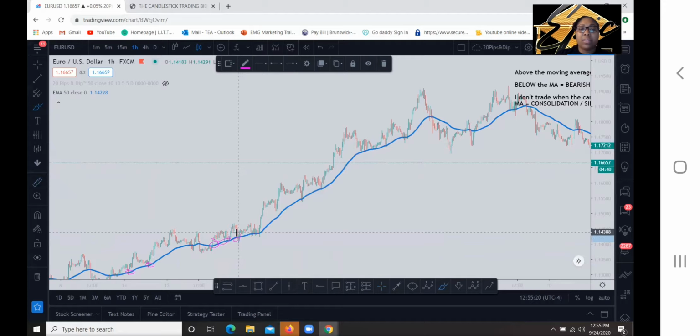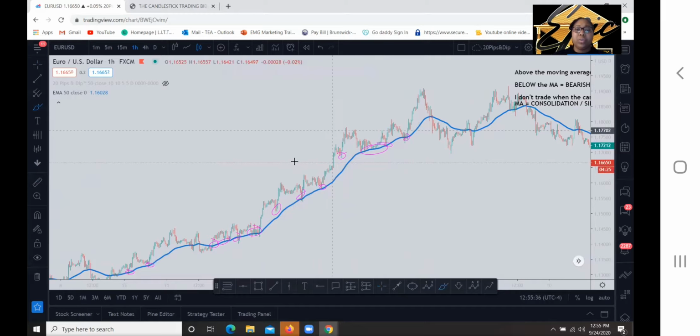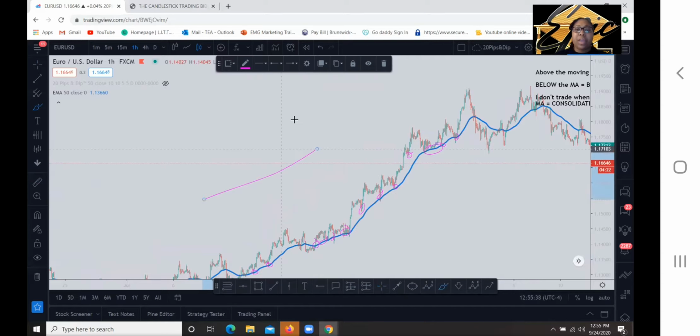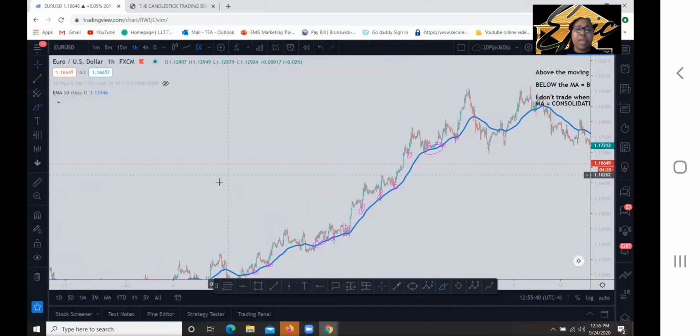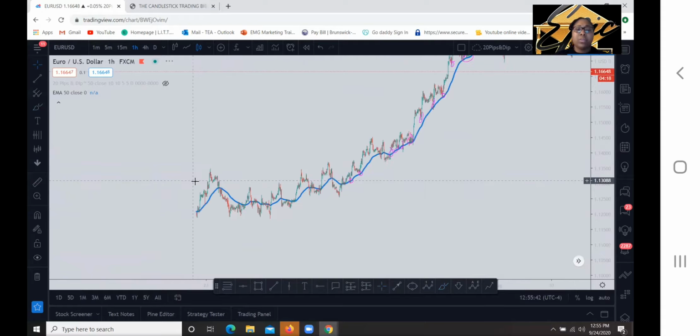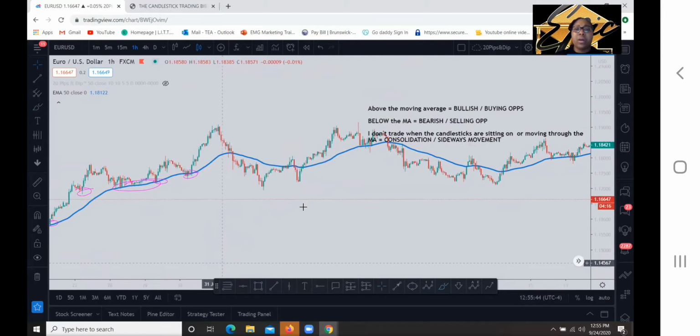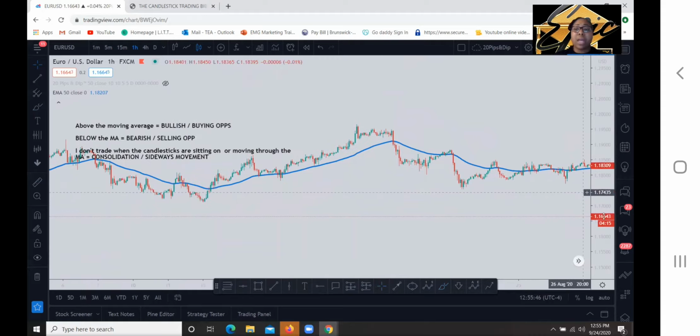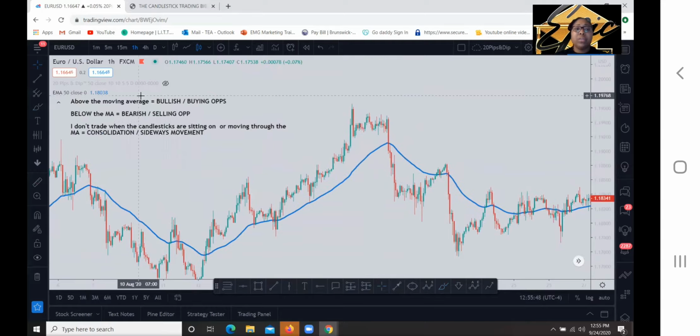Look how many times this gave you an opportunity to actually buy on each and every single pullback, guys. Every single last one of them, until structure broke up here. Price didn't continue. So moving averages are super accurate when you look at different time frames.